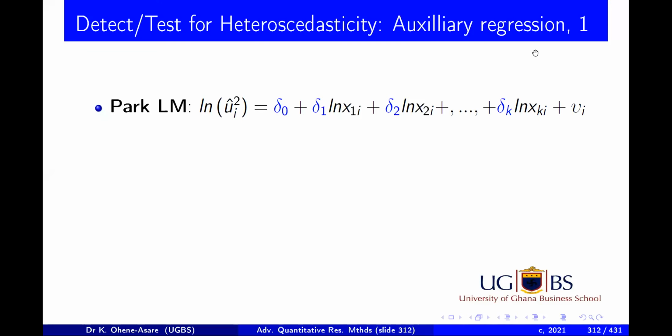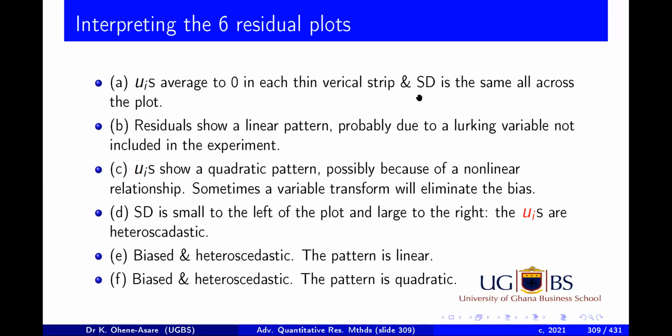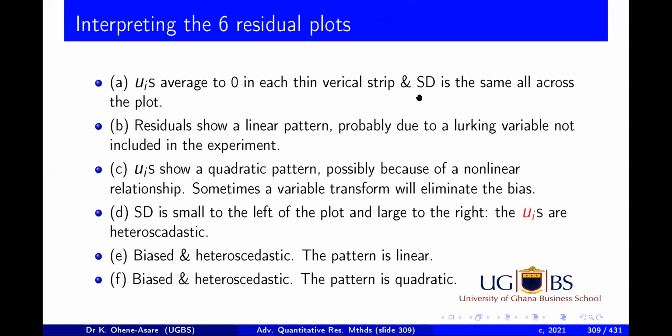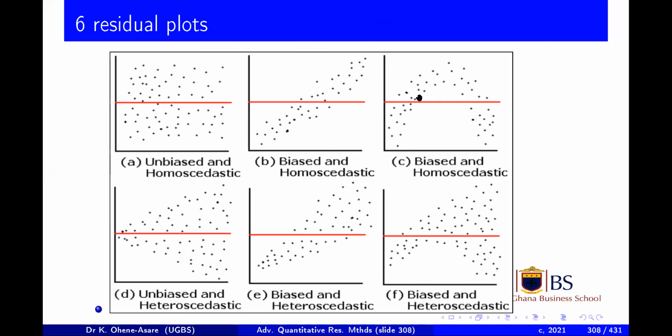Last time, I gave you the several available tests for detecting heteroscedasticity. You remember I said that there are graphical ways of detecting it, and we went through some of these graphical analyses on how to detect heteroscedasticity. When is it heteroscedastic? When is it unbiased? We went through the details of that. So you can check all of the previous videos and you will see.